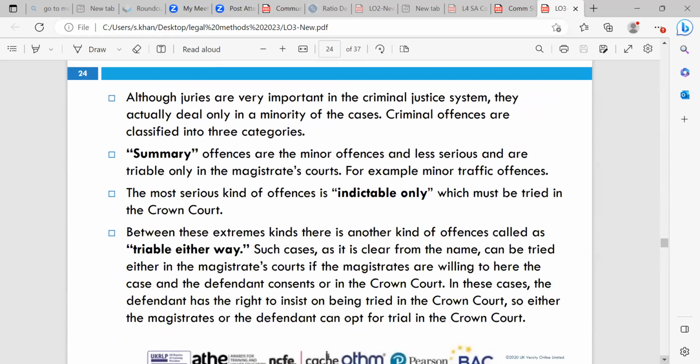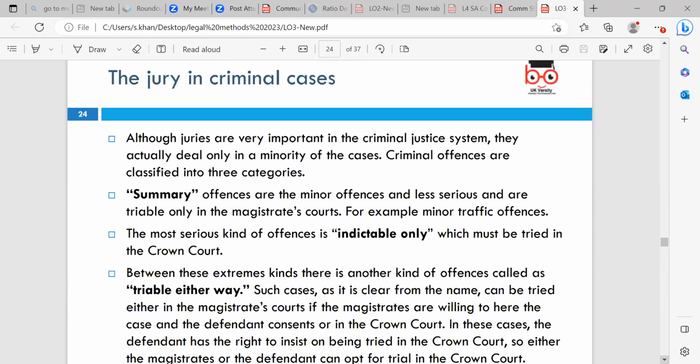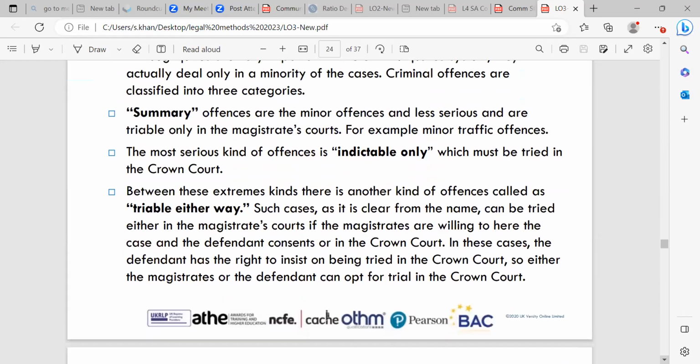The jury in criminal cases. Although juries are very important in the criminal justice system, they actually deal only with a minority of cases. Criminal offences are classified into three categories. Summary offences are the minor offences, and less serious, and are tried only in the magistrates' court, for example minor traffic offences. The most serious kind of offences is indictable-only offences, which must be tried in the Crown Court. Between these extremes, there is another kind of offence called a triable-either-way offence.